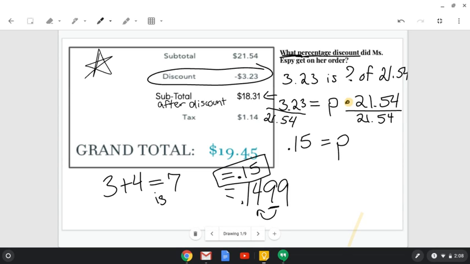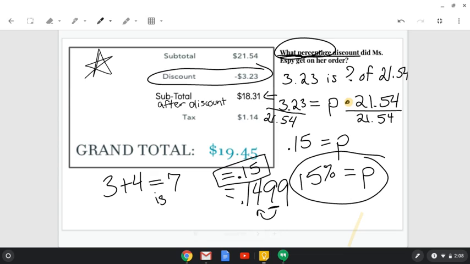So then your last step is, since we're asking about a percentage, I need to convert that decimal to a percentage. We know that 0.15 is 15%. So if I want to tell my friend about the discount on this website, I'm going to say, hey, go use this website because I got a 15% off discount.